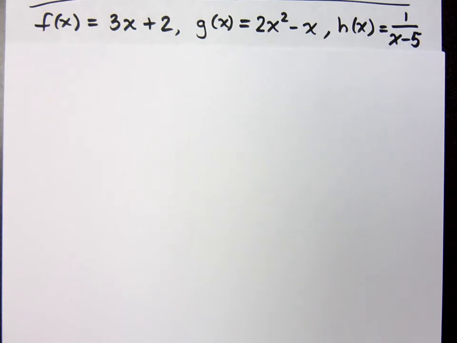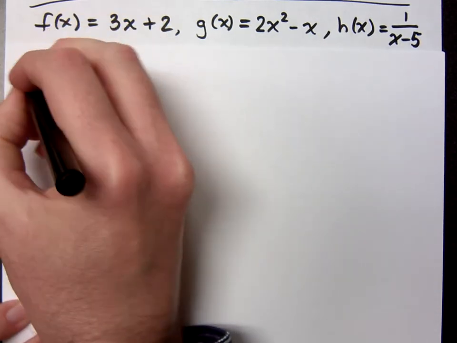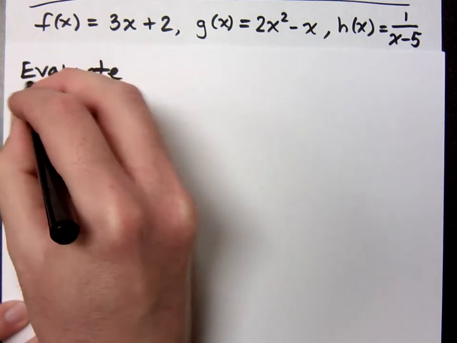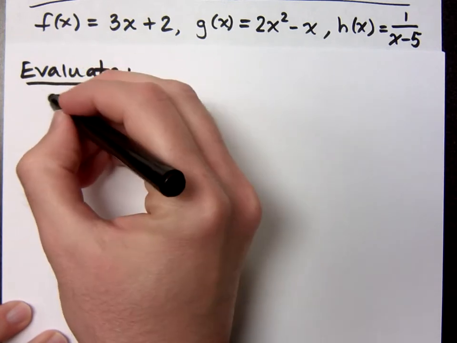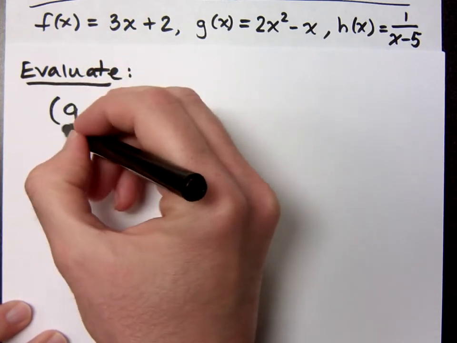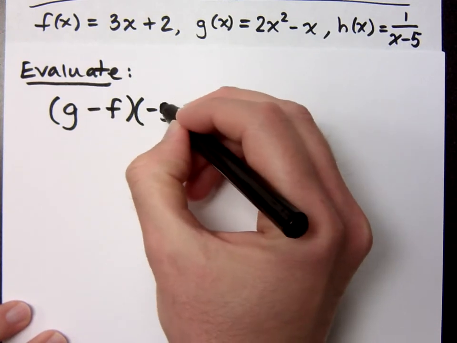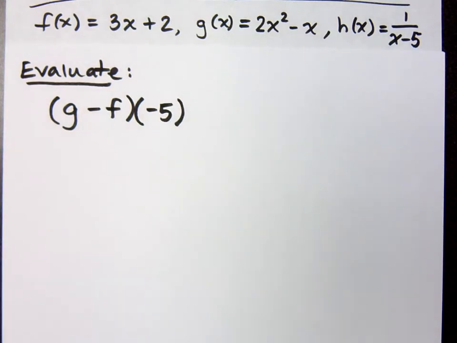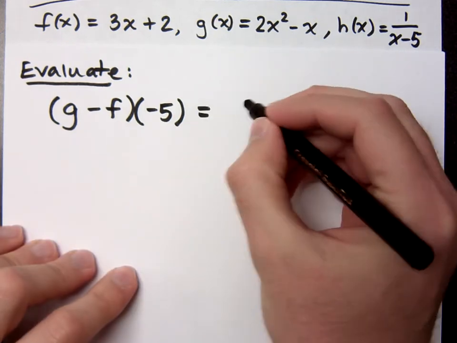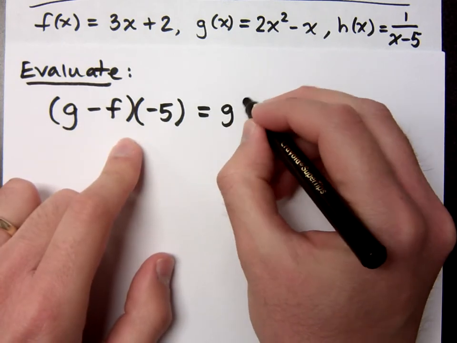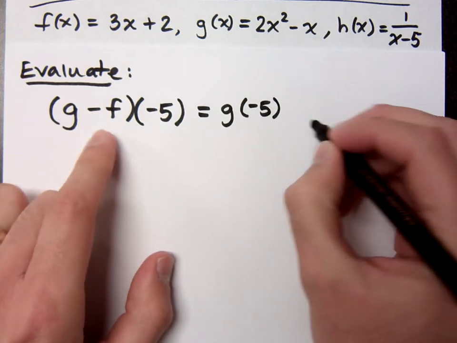Okay, so still using these same functions right here. If I ask you to evaluate g minus f of negative 5, what does that mean? Well, if you look at what we had written before, that means we need to evaluate g of negative 5, and then we're going to subtract.